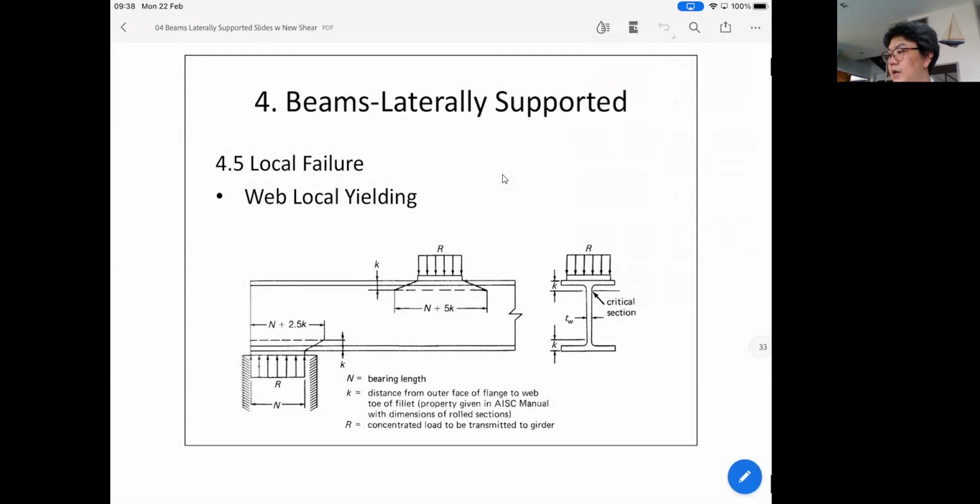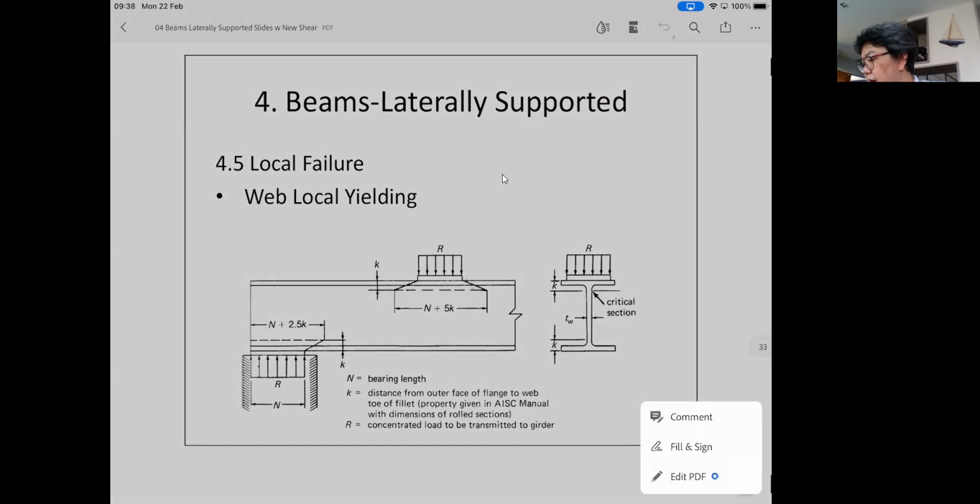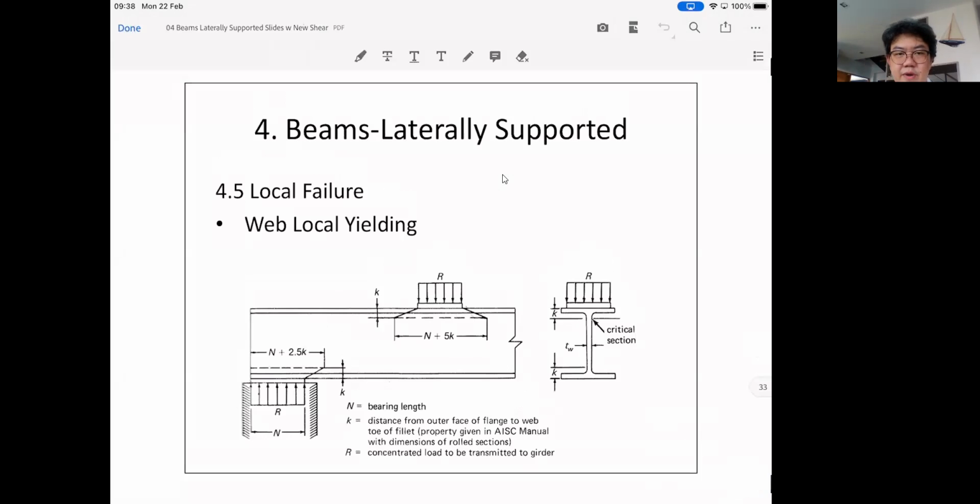Okay, we are on. So today it's going to be another perspective of the beam design, that is the consideration of what the point load can do to our beam.